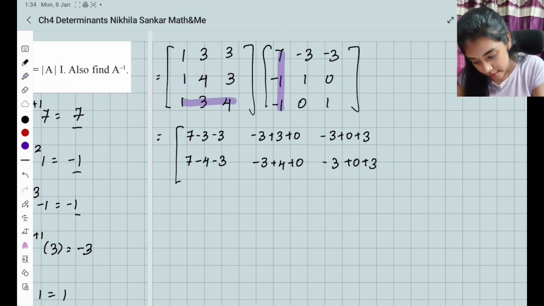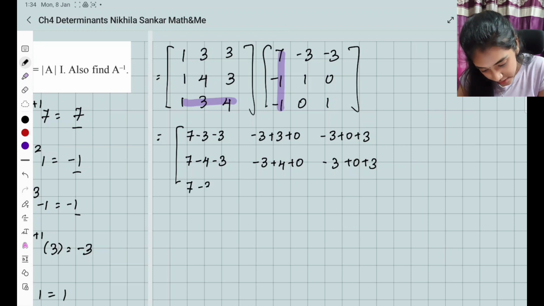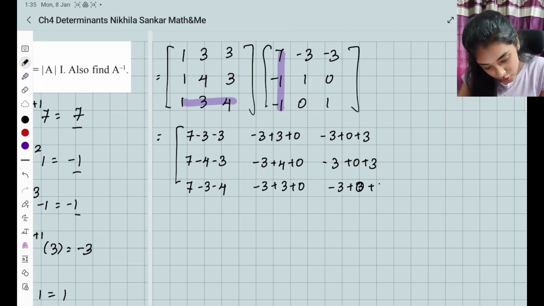So last row, first column. So 7 ones are 7, minus 3, minus 4. Then next column: minus 3 plus 3 plus 0. Then last row, last column: minus 3 plus 0 plus 4.